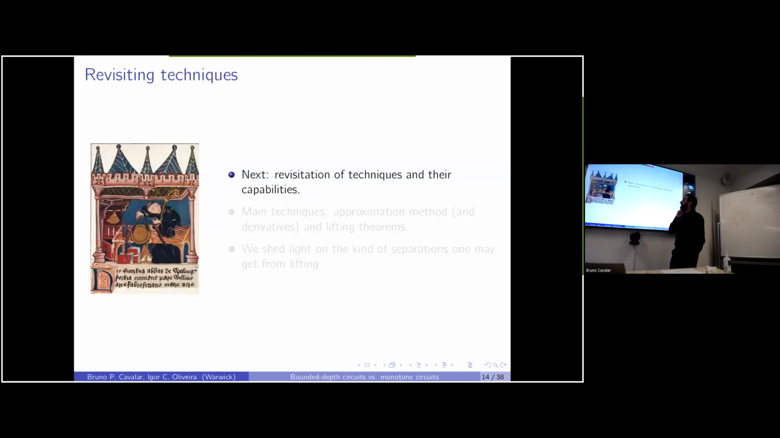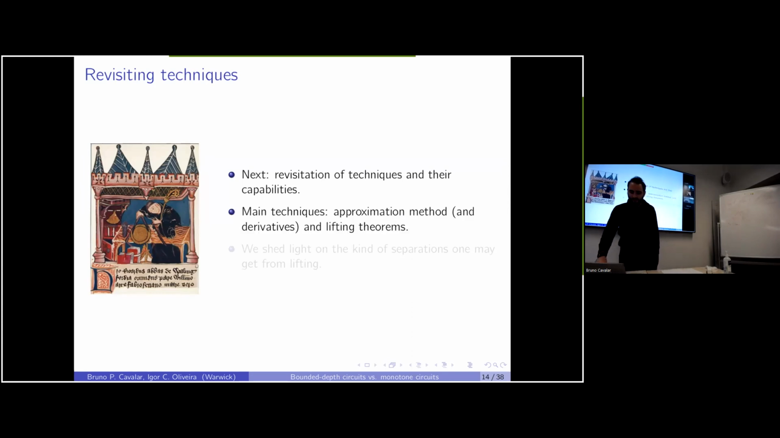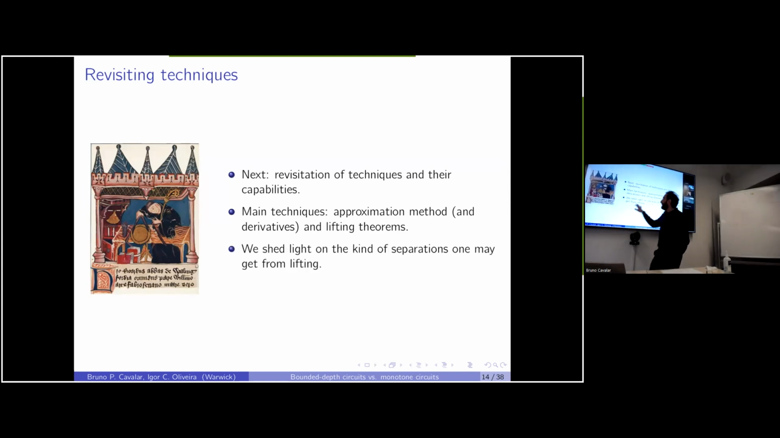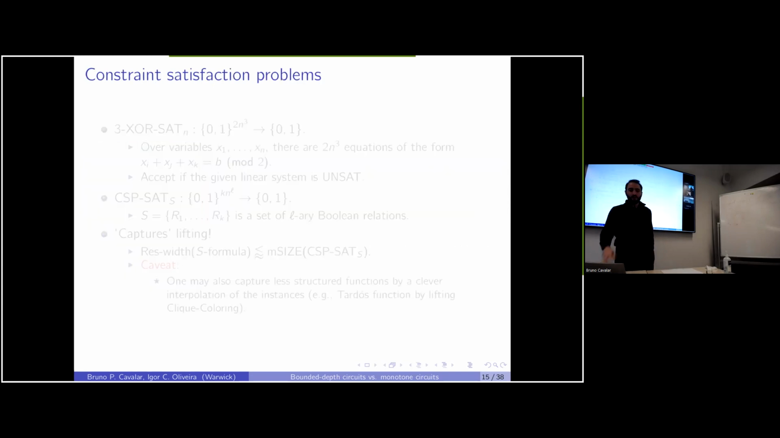Okay. So the next thing we do in this work is we revisit the techniques that we can use to get these separations, the techniques that are known for monotone circuit lower bounds and their capabilities. And these main techniques are actually the approximation method and Razborov's theorems. And we focus here on lifting and shed light on the kind of separations we may hope to get from lifting.